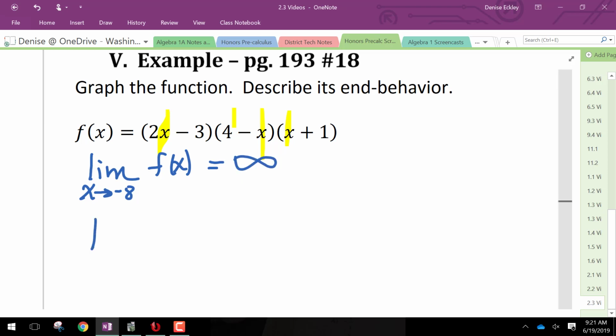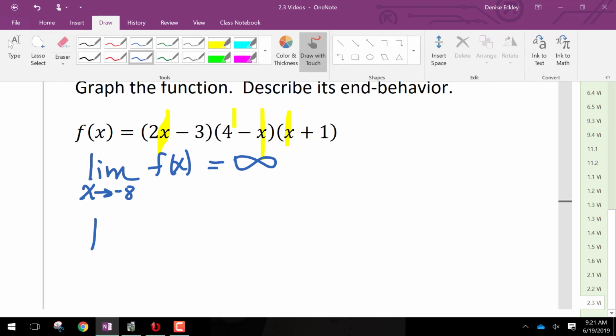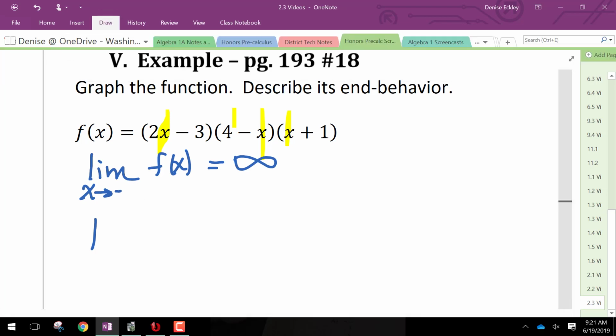And oops, that's supposed to be an infinity, not an 8. And the limit as x approaches positive infinity of f of x is going to be negative infinity.